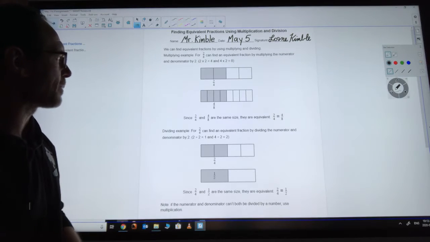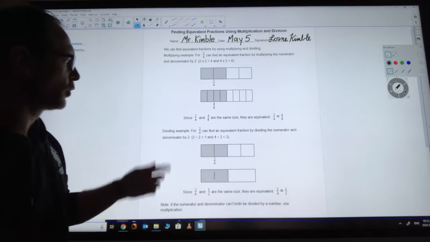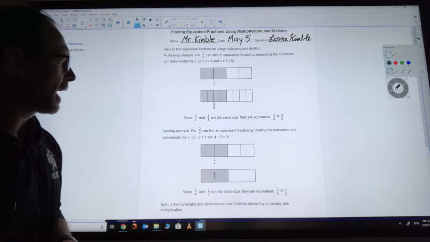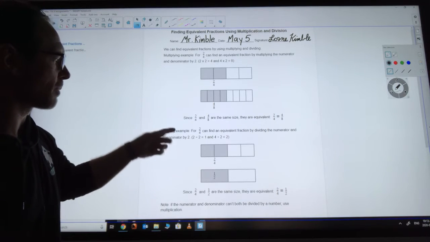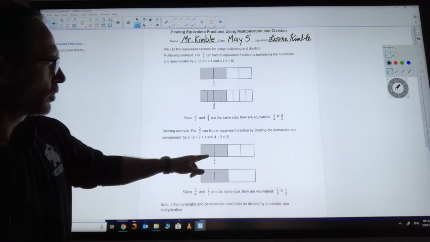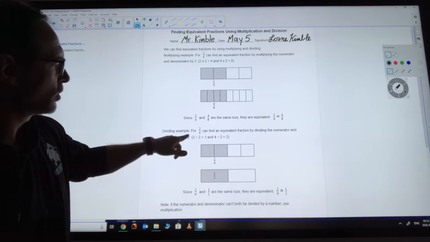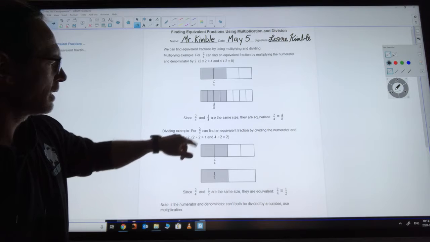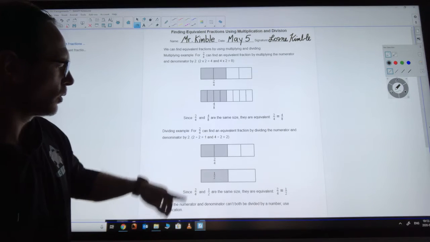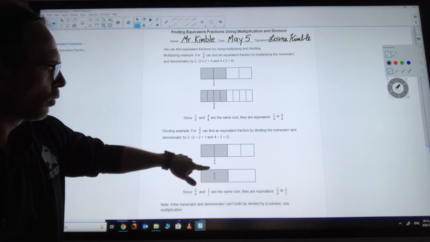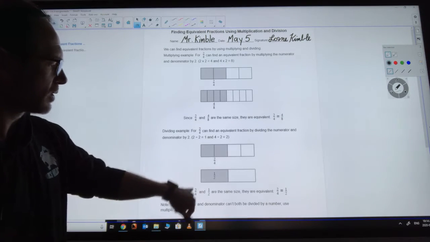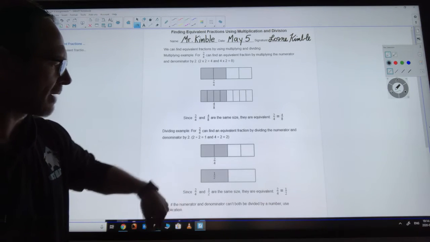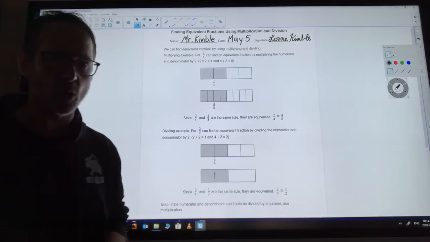A dividing example, I'm going to use the same fraction, 2/4, and I'm going to divide both the numerator and the denominator by 2. So for 2/4, 2 divided by 2 is 1, 4 divided by 2 is 2. So that would be 1/2. Since 2/4 and 1/2 are the same size, we say that they are equivalent.